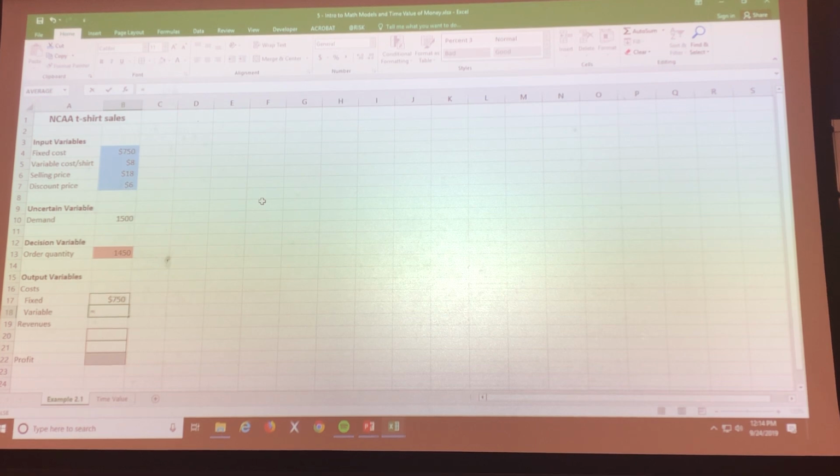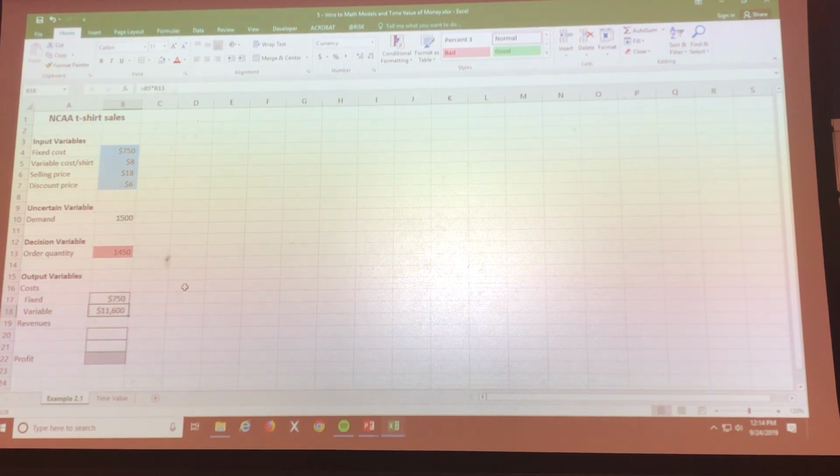What's the variable cost? Variable cost per shirt times quantity? Yes, order quantity. So variable cost per shirt, they're $8 apiece. Multiply that by however many we decide to order, whatever our order quantity is. So B5 times B13, that's going to be our variable cost. Obviously, it's all cell references, so if any of those things change, if we order different amounts, or even if the variable cost of the shirt changed, that would change. Those are pretty straightforward and easy to put in there.